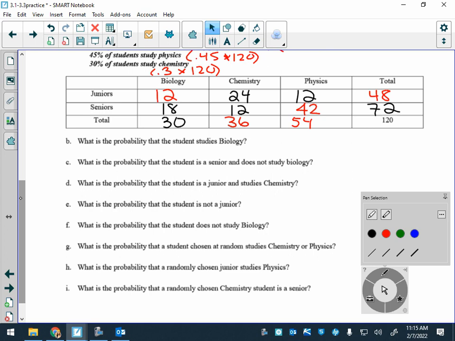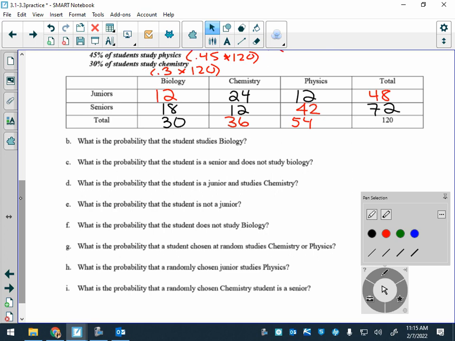Okay. Then for D, what is the probability that a student, so again, you're looking at the total of 120. That's going to be your denominator. Is a junior and studies chem. So you look at the intersection where they're both occurring. Okay. So it's 24 out of 120, which is 1/5, which is correct on the board.